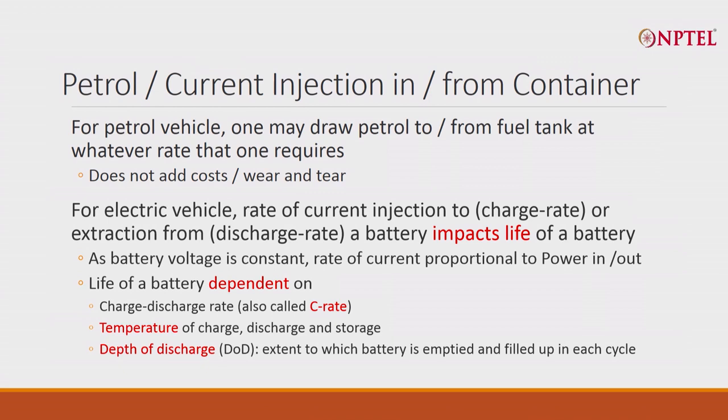As battery voltage is constant, current is proportional to power, so you draw more current, less current, and your battery life will depend on that. In fact, what is called battery life is dependent on charge discharge rate, or what is called C rate. We will define this C rate more. It is a charge or discharge rate. It also depends on the temperature.